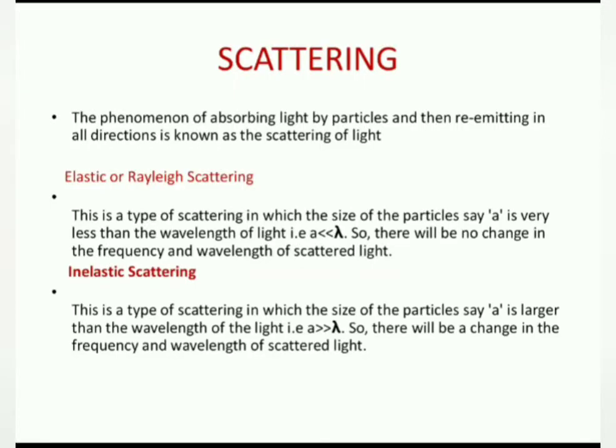Now coming to scattering. Okay, we know scattering is the phenomenon of re-emission of light after absorption. Particles absorb the light, and the remaining wavelengths they are going to emit, and that is called scattering. And we have two types of scattering. One is elastic or Rayleigh scattering, other one is inelastic scattering. See, in elastic scattering, when particle size is much lesser than the wavelength, there won't be any change in frequency or wavelength of the scattered light. Whereas inelastic scattering occurs when the particle size is greater than the incident wavelength, and frequency and wavelength of the scattered light will change.